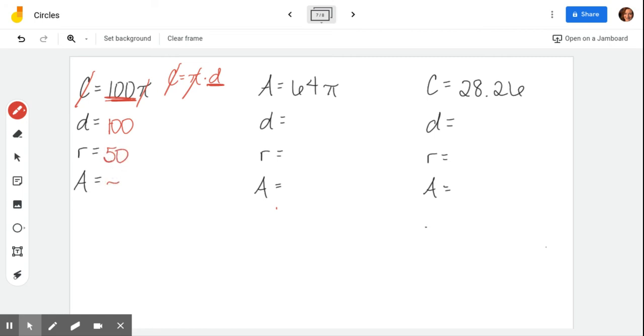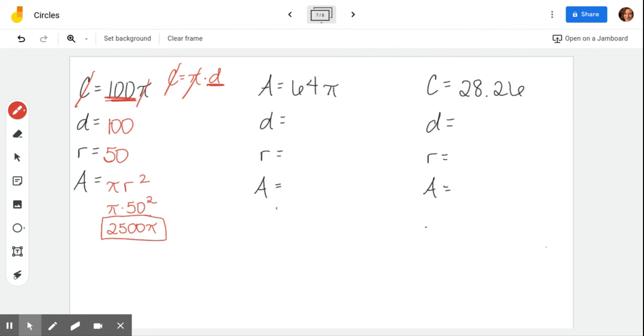Area, I take pi r squared. So I'm going to do pi times 50 squared. 50 squared is 2,500, so 2,500 pi. I'm going to leave it in terms of pi because that's what I was originally given. My circumference was given in terms of pi. If they want it rounded to the nearest 10th or 100th, you just take it times 3.14.